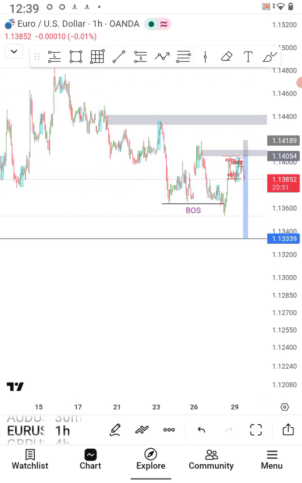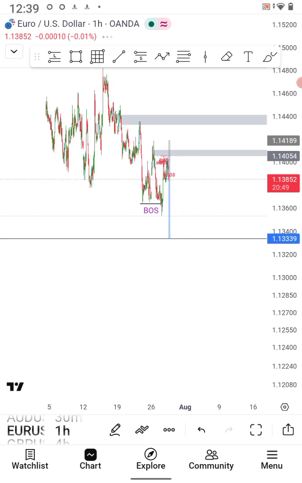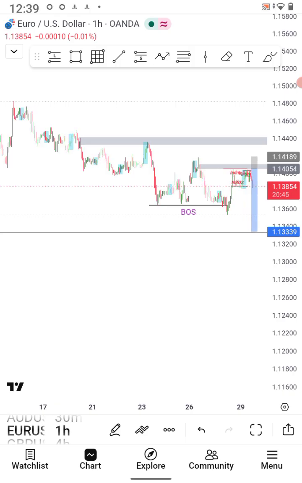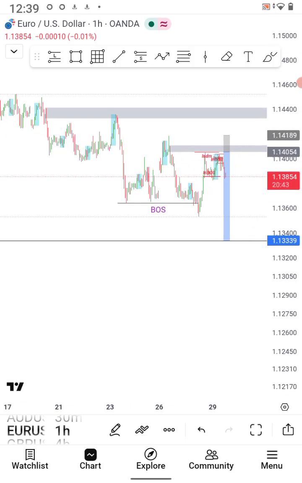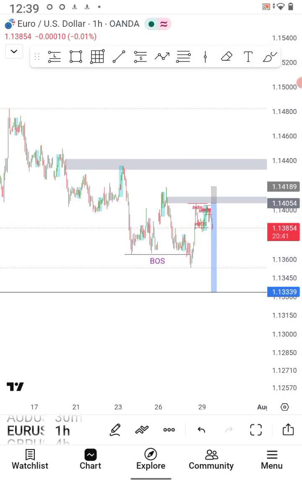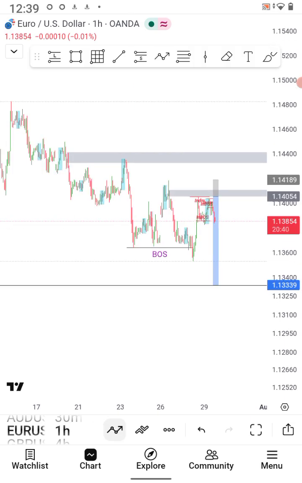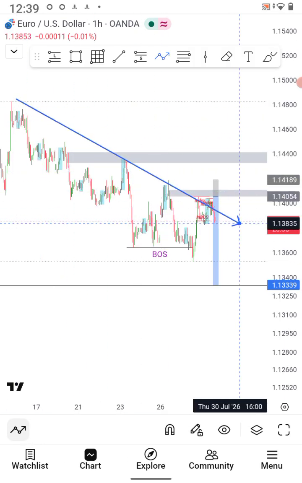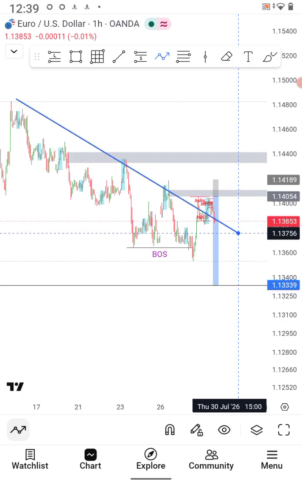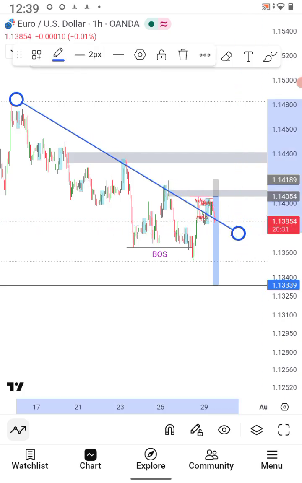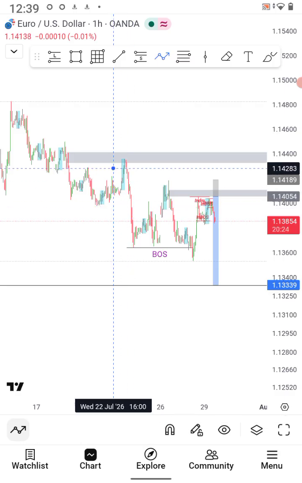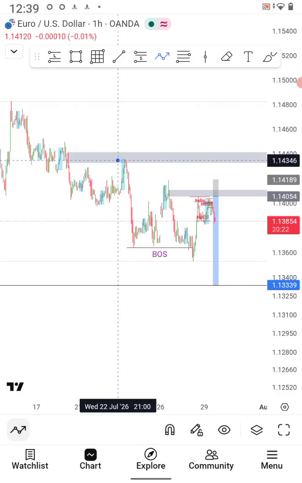Now, first of all, when I look at the market and I want to take any trade, the first thing I look at is market structure. By mere looking at this, you can see that the market is in a downtrend. Very clearly in a downtrend. Now, looking at the market structure, you can see the market is making, look at it.